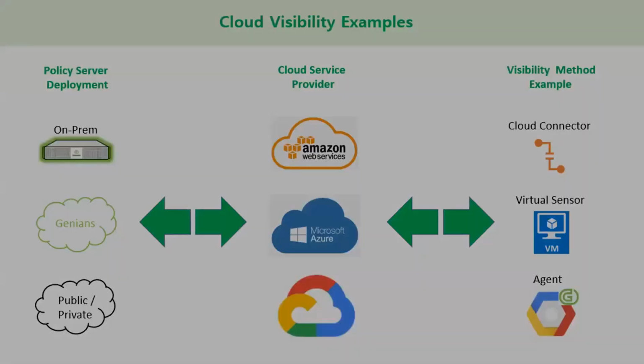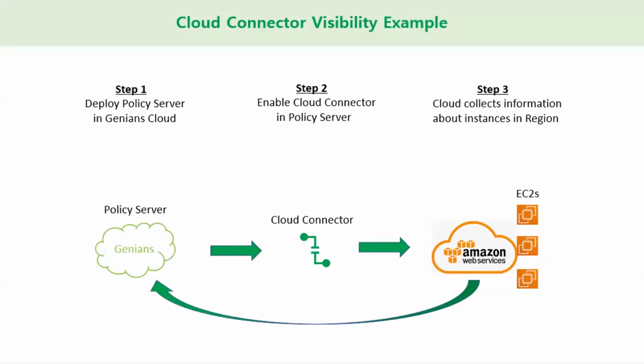So here's an example of gaining visibility through the connector. Basically, regardless of where your policy server resides, you can use the cloud connector and you can obtain information about cloud resources. So any nodes or any IP-enabled device in your cloud, you can collect that information and send it back to your policy server.